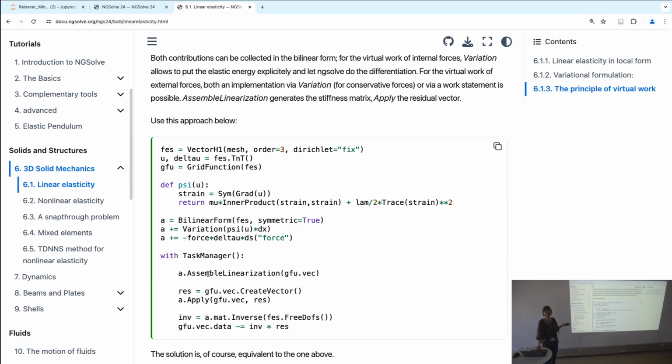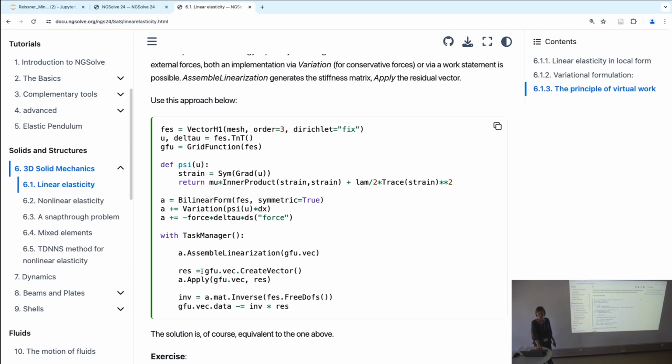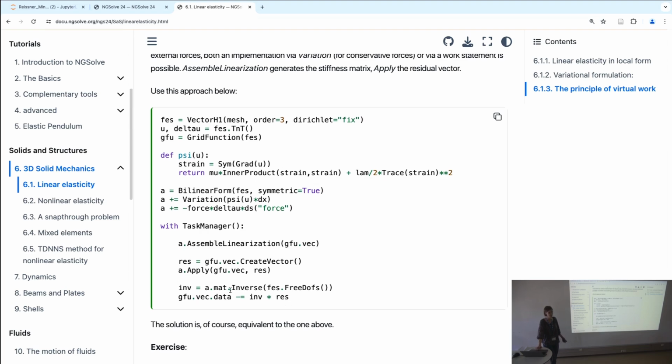It's affine linear in this case, but not linear. Assemble your linearization around the vector, which is at this time 0, but it's of no effect if it's an affine linear function. And then we define the residual of our equation, where we tell the bilinear form container, so our variational formulation, to apply itself to some current state of solution vector. Well, and then we solve the linear problem in whichever way we like.